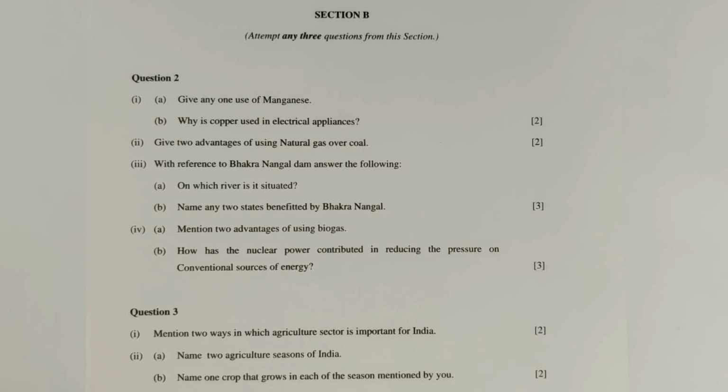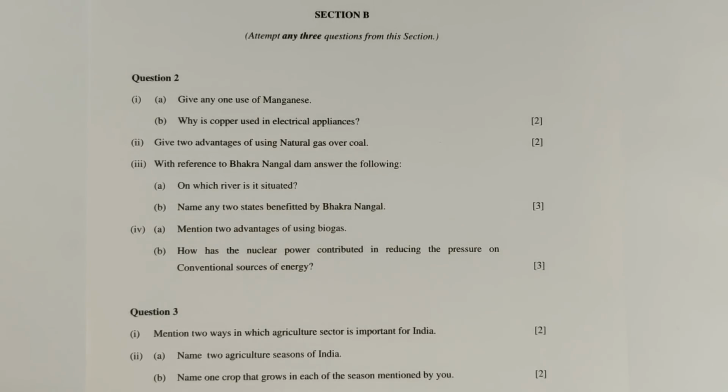1. Part A. You have to give any one use of manganese. Guys, manganese is used in the manufacturing process of iron and steel. Part B. Why is copper used in electrical appliances? Copper is used in electrical appliances because it is a very good conductor of electricity.